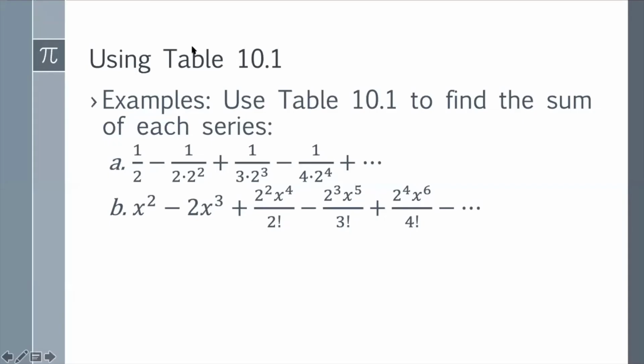All right, so the last thing we're going to look at in this video is using our new friend table 10.1 to find the sum of these series. So the trick in this kind of problem is to match the given series with a series in table 10.1 and try to figure out how the series from table 10.1 has been tweaked to give you the series that's given in the problem. All right, so going over to the tablet.